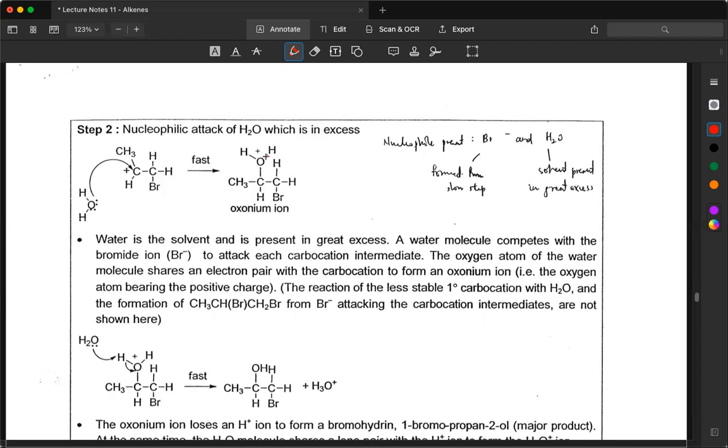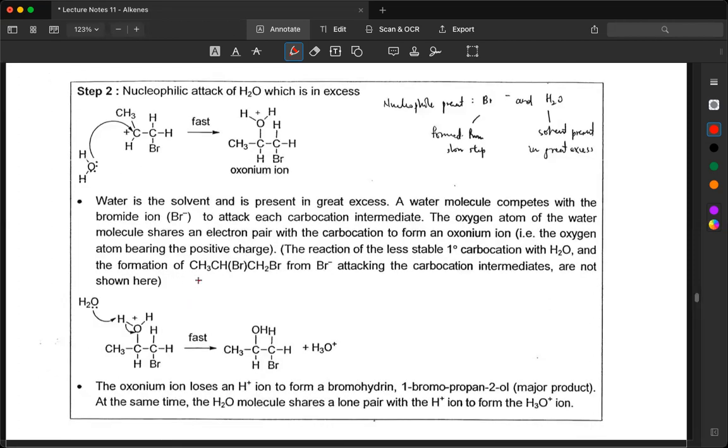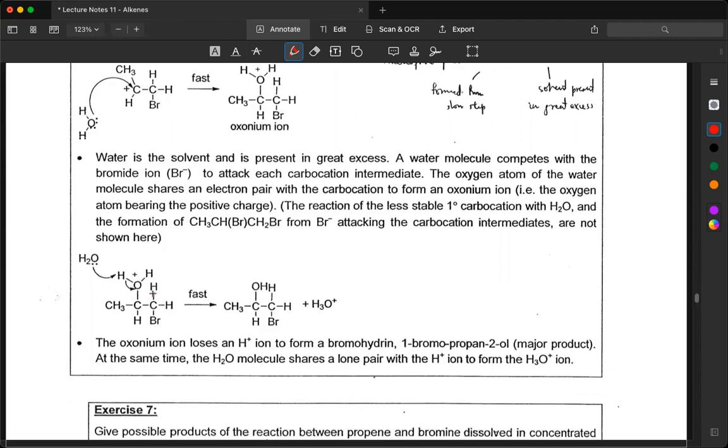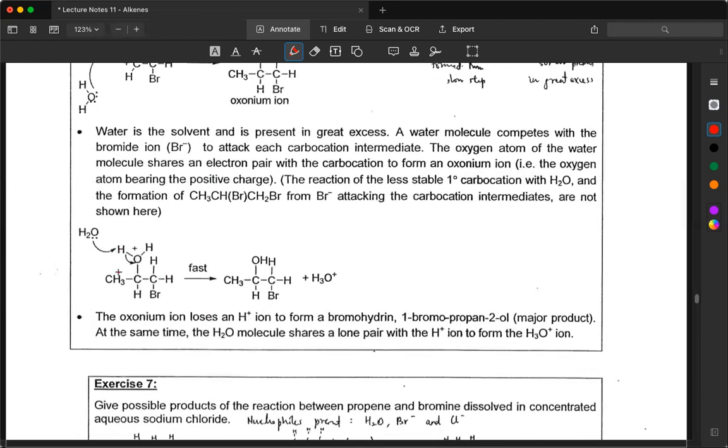You will form this first, H2O. Because it shares both electrons. Then the reaction of the less stable primary carbocation, and the formation of the CH3CHBrCH2Br from Br- attacking carbocation intermediate are not shown here. You don't need to show that. And then after which, the oxonium ion loses the H plus ion to form a bromohydrin. So the H2O takes away the H, this one breaks, goes back to the O, and you form an OH. So this is the full mechanism.